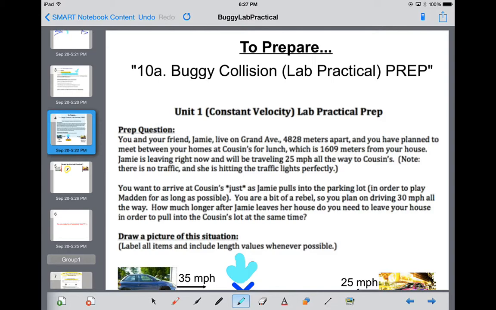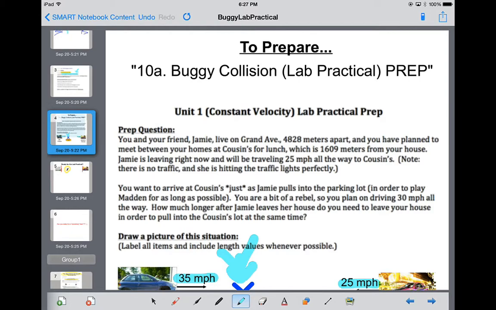So I probably should have had it be Culver's since they're our big sponsors now. I want you to find a way to get them to collide at Cousins. In other words, you want both of your cars to meet at that same location at the same time. Now, the catch is that one of you is driving a little bit faster than the other person, and Culver's happens to be a little further away for one of you than the other.